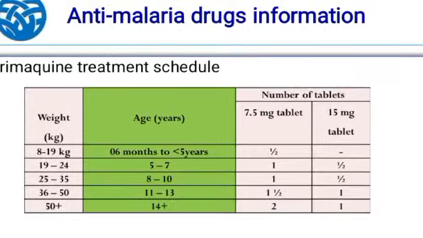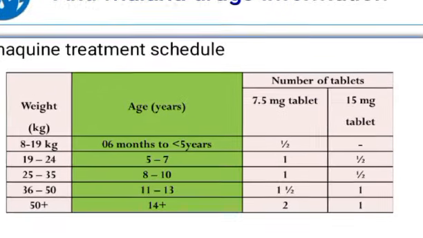Primaquine treatment schedule. Weight per kg 8 up to 19 kg, age 6 months to less than 5 years. Number of tablets: 7.5 milligram tablets, half. 15 milligram tablets, none.